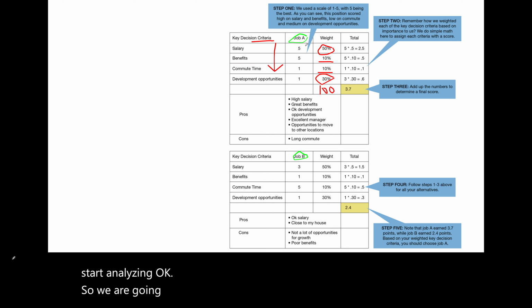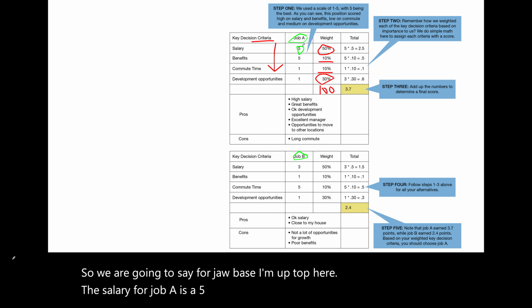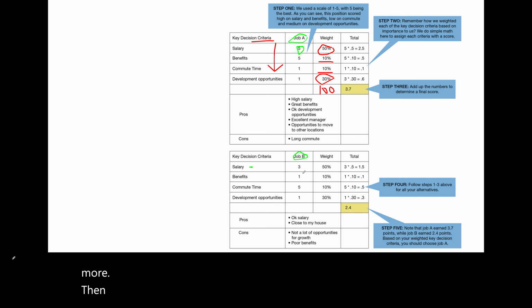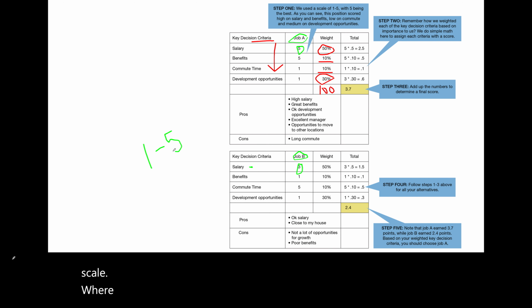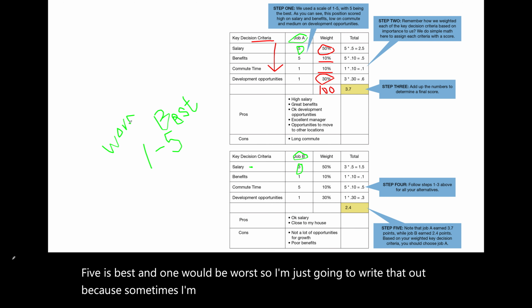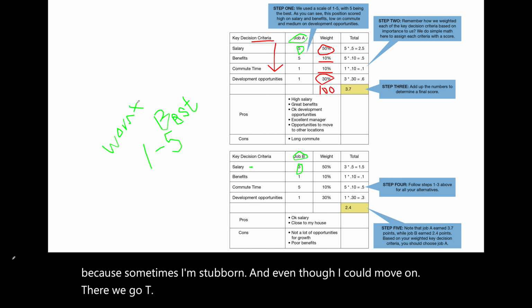So we are going to say for job A, so I'm up top here, the salary for job A is a 5. That probably means that this one pays us more than the salary down here for job B, which is given a 3. Okay, and so what we are learning here is that we are using a 1 through 5 scale, where 5 is the most desirable, 5 is the best of whatever that criteria is, and 1 would be the worst, right? So 5 is best and 1 would be worst. So I'm just going to write that out because sometimes I'm stubborn, and even though I could move on, there we go. 5 best, 1 worst. All right.